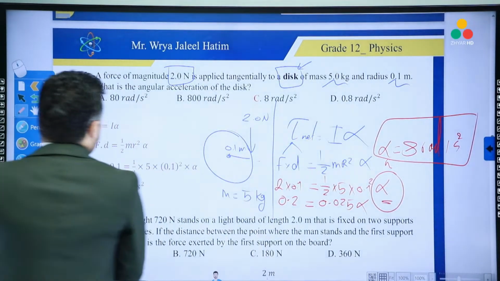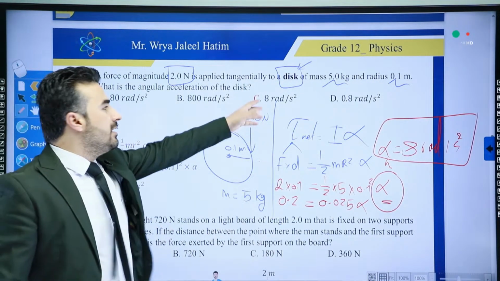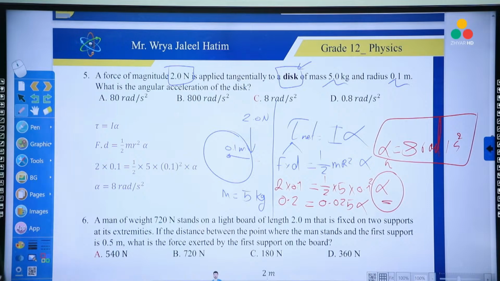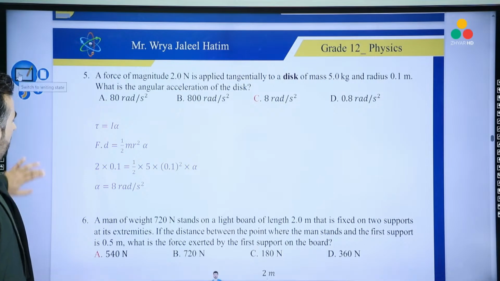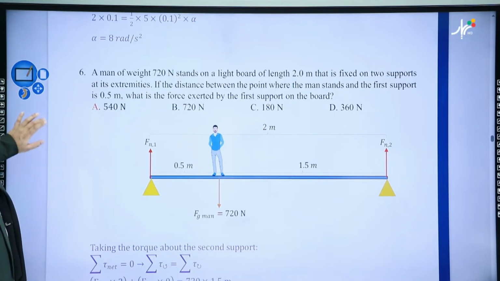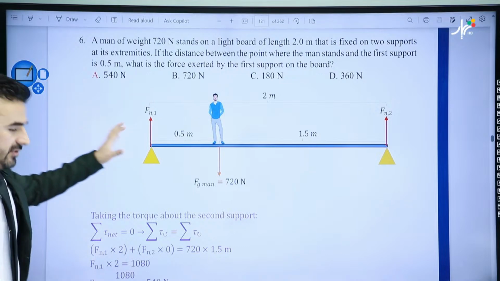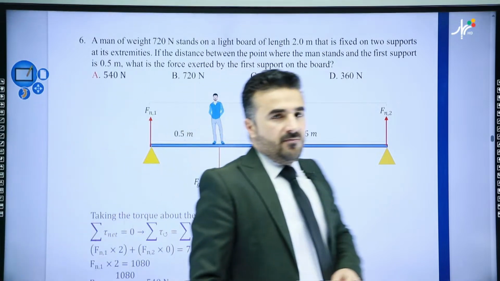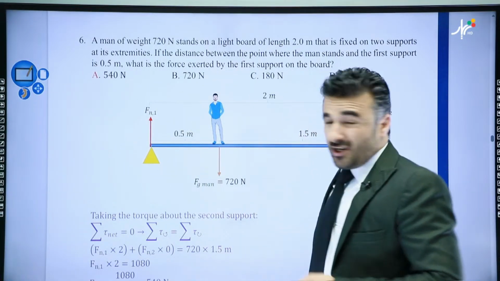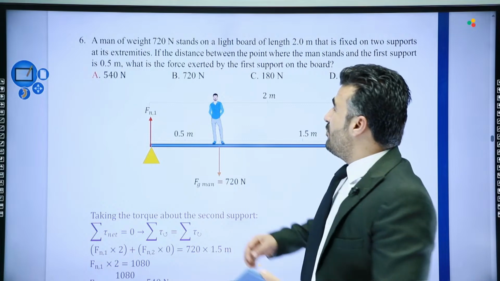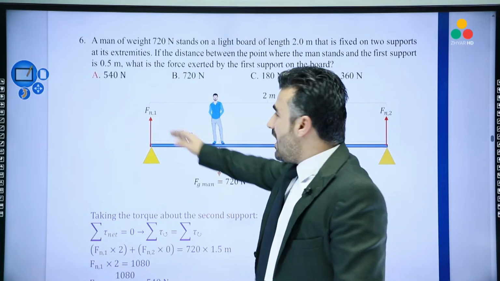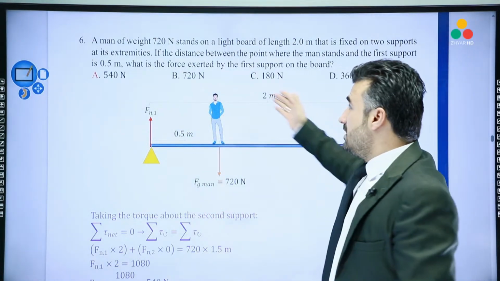Okay, so do we have 8? Yes, and you can see here it is 8 radian per second squared. Moving on to the next question, take a look. There was a similar question that came in the 2023 WSAT questions, of course, but instead of asking for F1, they were asking for F2 here. Take a look at this question.